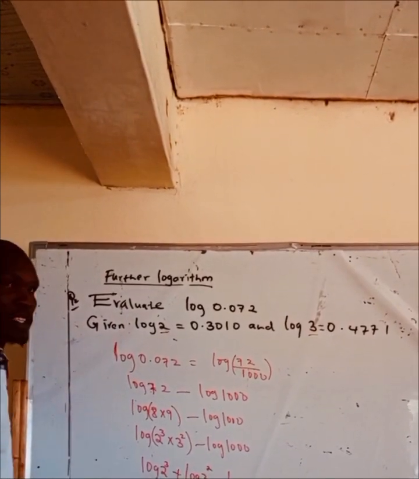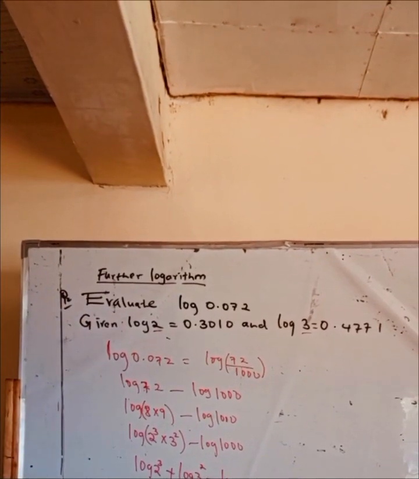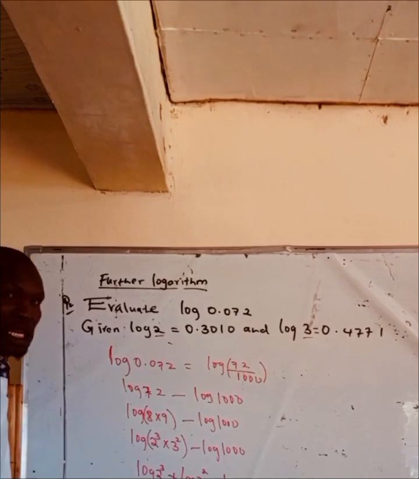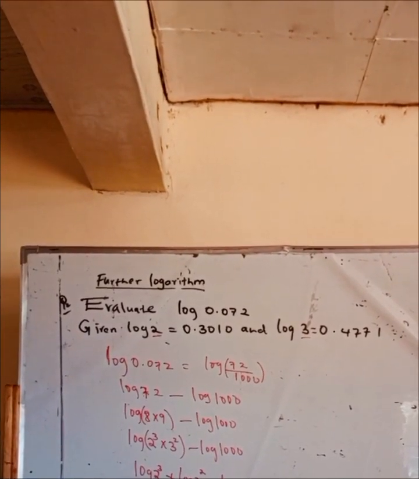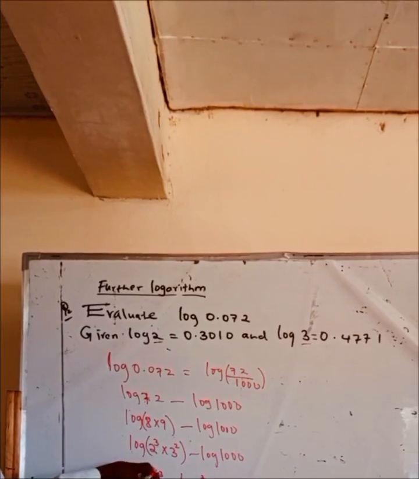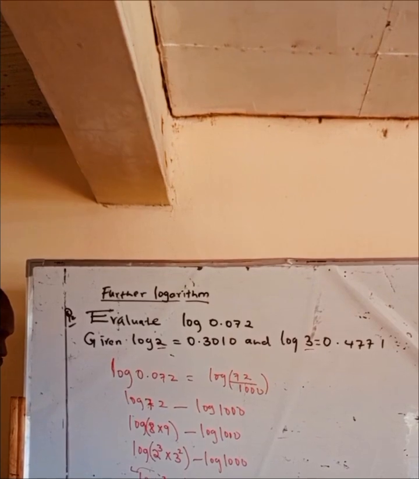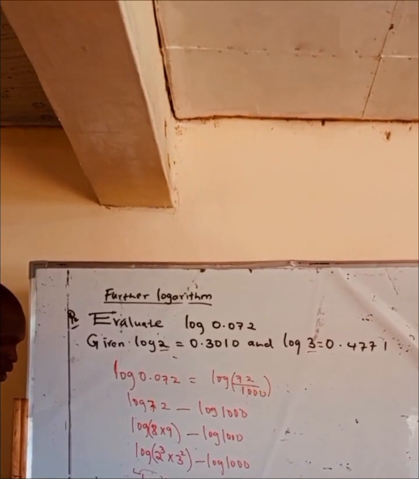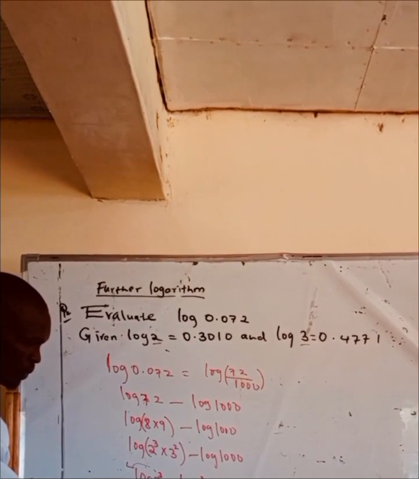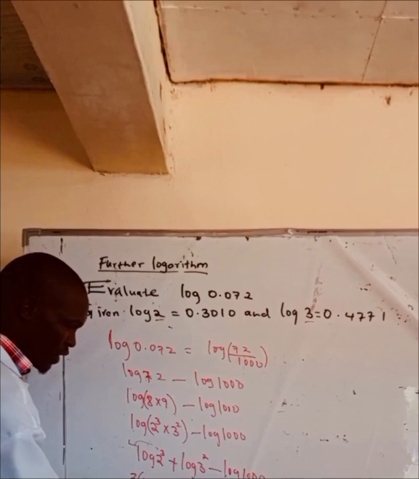We know the log of 1000 should be equal to 3, because we are taking the base to be 10, so the answer of the log of 1000 becomes 3. Now these ones, because they are powers, they can come down, so that we're going to have 3 into log 2 plus 2 into log 3, and then minus 3.